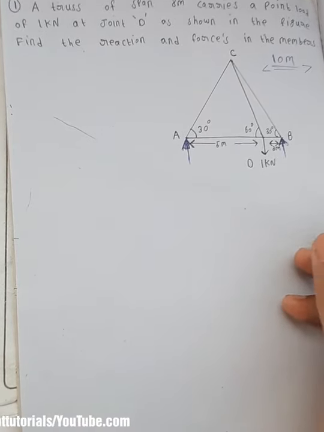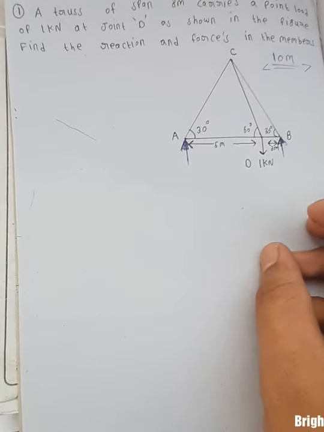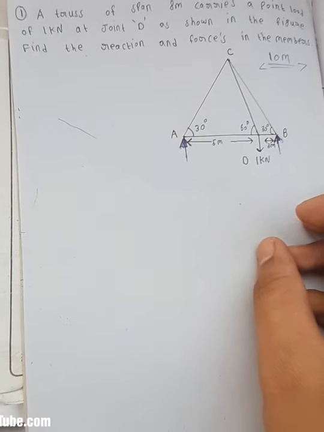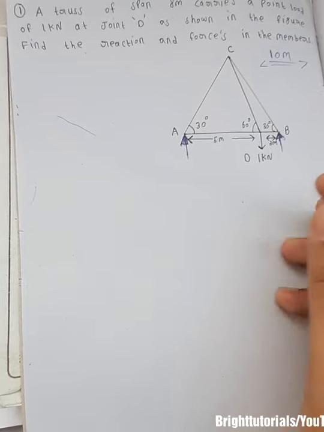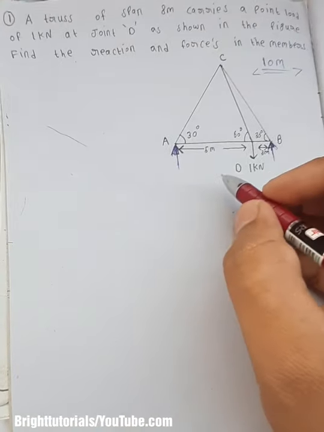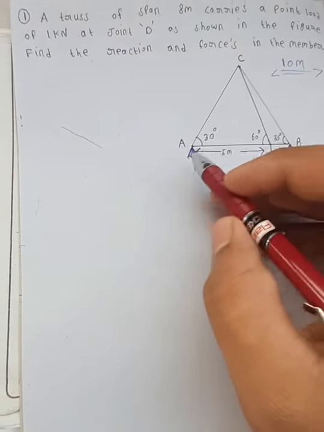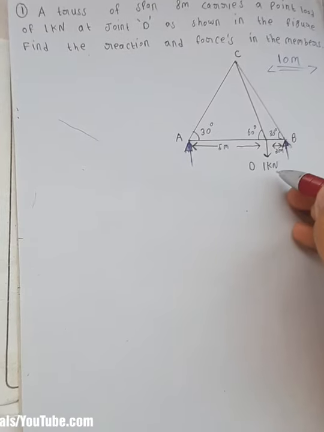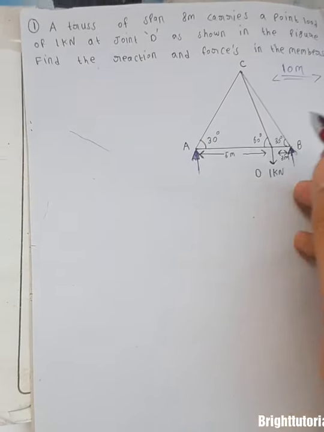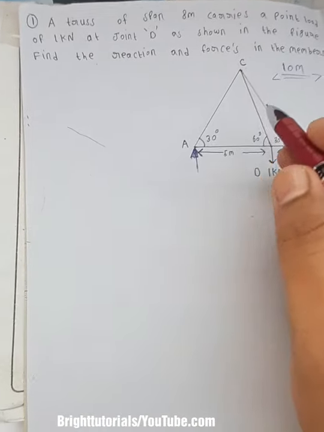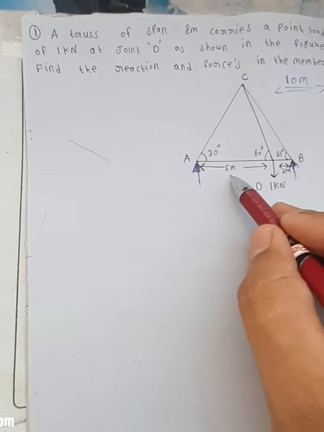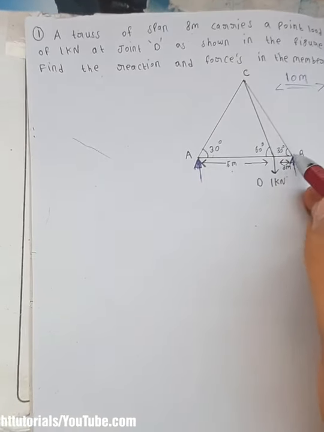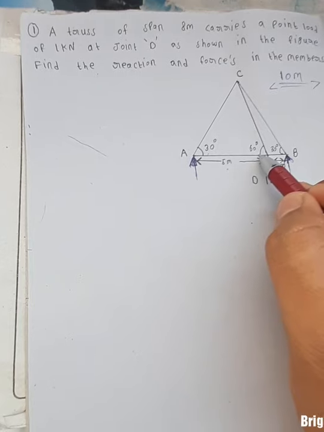A truss of span 8 meters carries a point load of 1 kilonewton at joint D as shown in the figure. Find the reactions and the forces in all the members. So here in the given figure A, B, C and D. At point D the 1 kilonewton load is acting, and the total span is 8 meters, here 5 meters and here 3 meters. The angles are given as 30 degrees and 60 degrees.